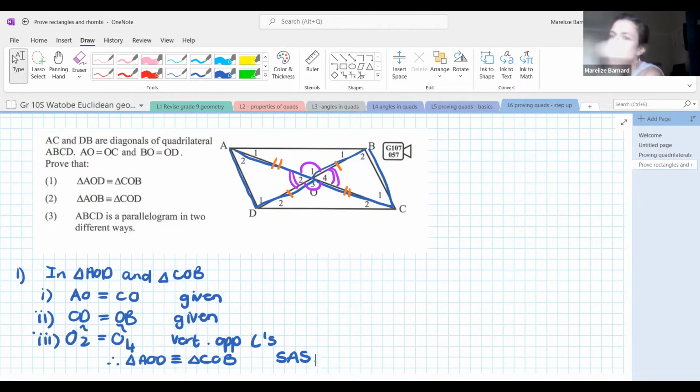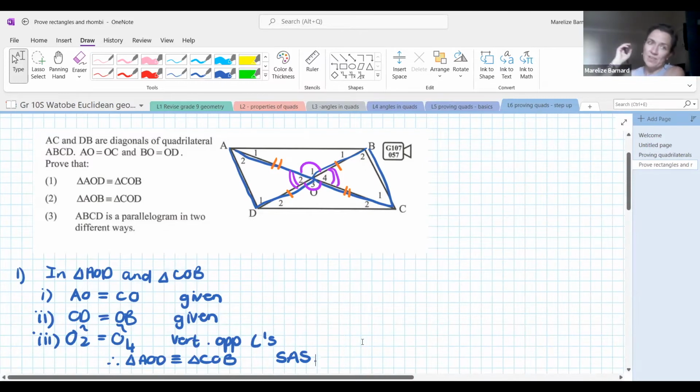Okay, so Lutando said side, angle, side. Gabriel said DO equal to OB, given. Yeah, good stuff. Monica, I think you are onto it. Okay, right, but a very easy proof there.